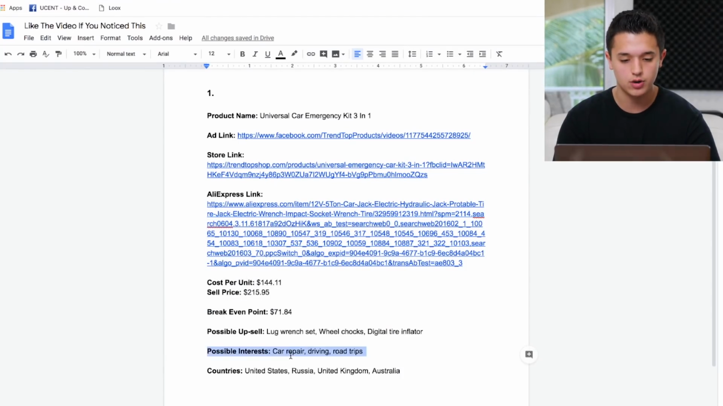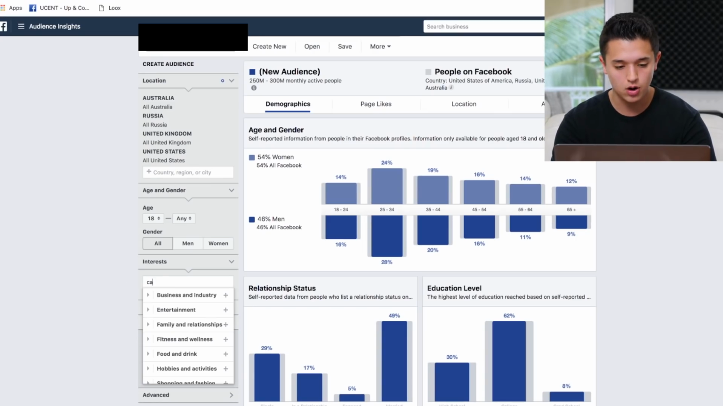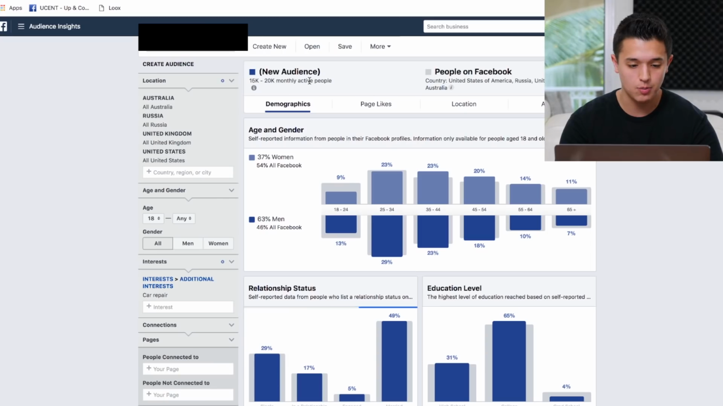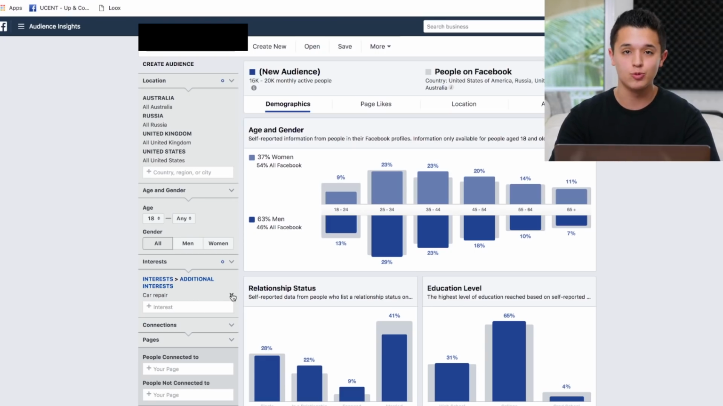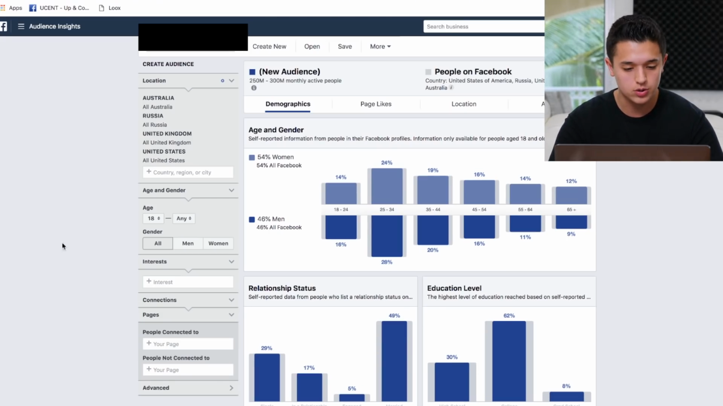And now what I'm gonna do, if we go back here to this tab, the first general interest I had was car repair, okay? So what I'm gonna do is go to interest here, and I'm gonna type in car repair. All right, so we have 15 to 20K monthly active people. That is way too small for me, so I wouldn't even consider that an interest to really test with, because it's so small. And really the ads wouldn't spend that much money when testing. It would take a long time to indicate whether it was profitable or not. So let's go ahead and go out of that.